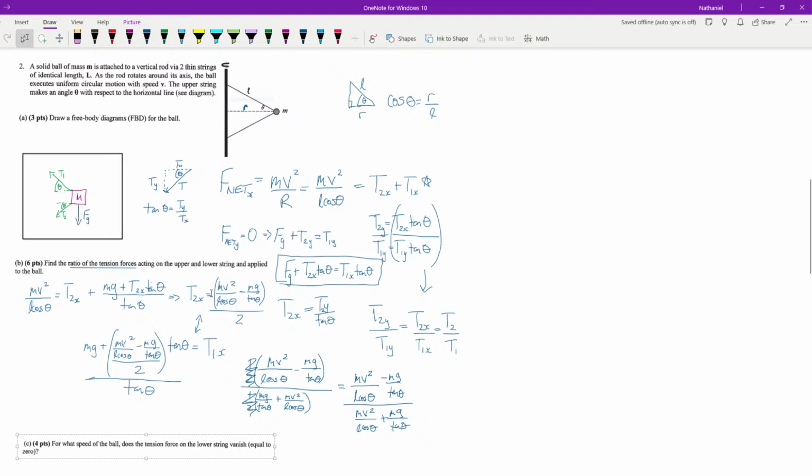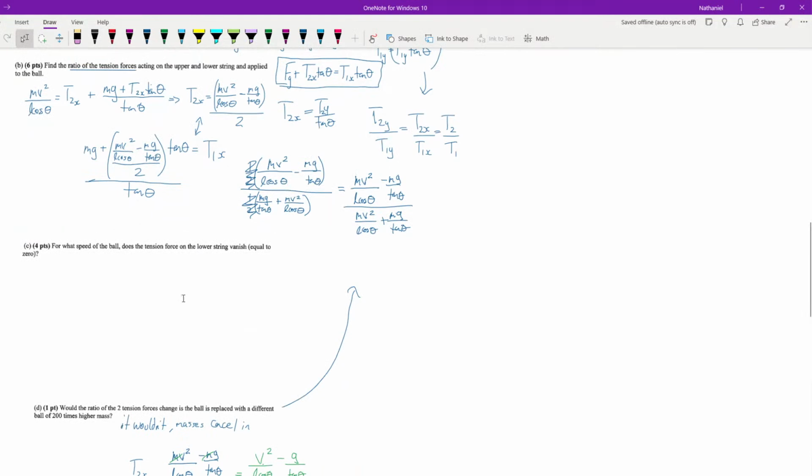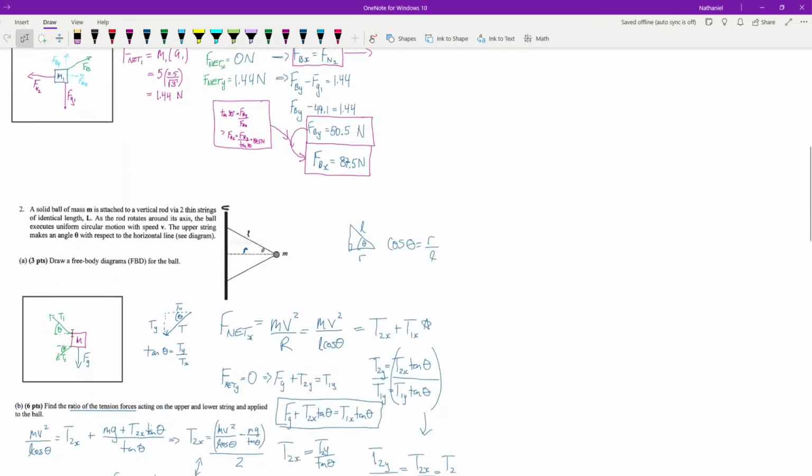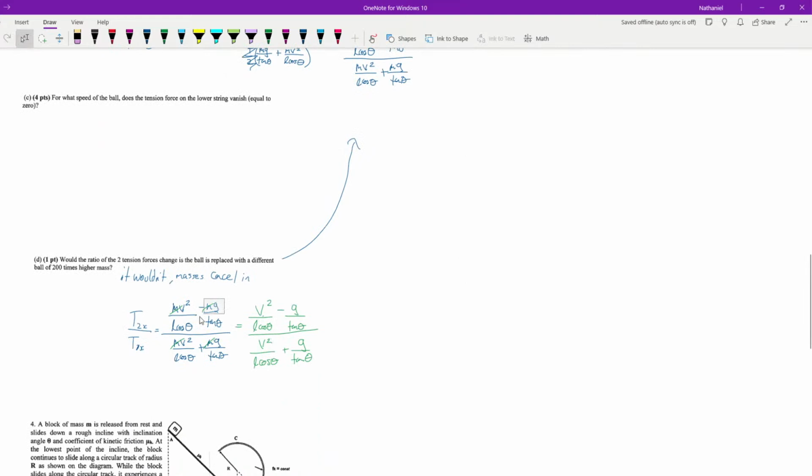Alright, we're back. So let's just finish this question here. For what speed of the ball does the tension force on the lower string vanish? When is it equal to 0? Well, when is this fraction, because remember, it's T2 on the top, and so that's what we labeled as the bottom one. So when is this fraction equal to 0? Well, when those two are equal to each other, right?